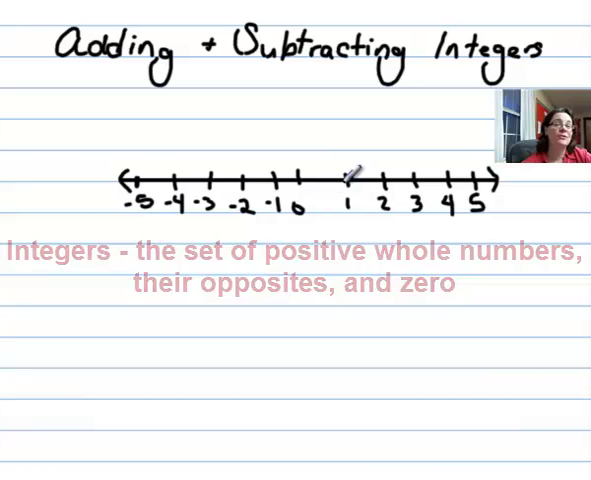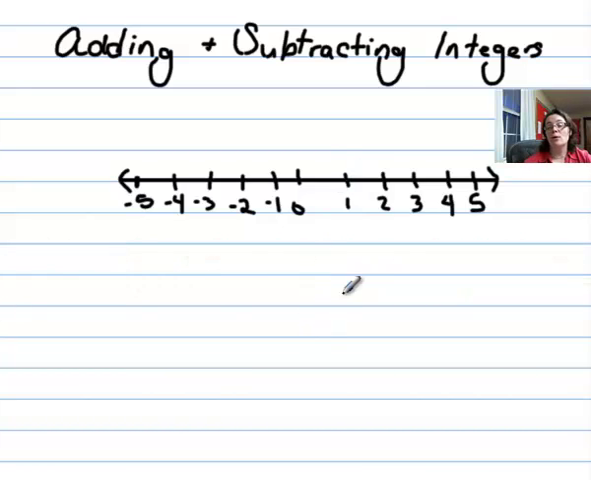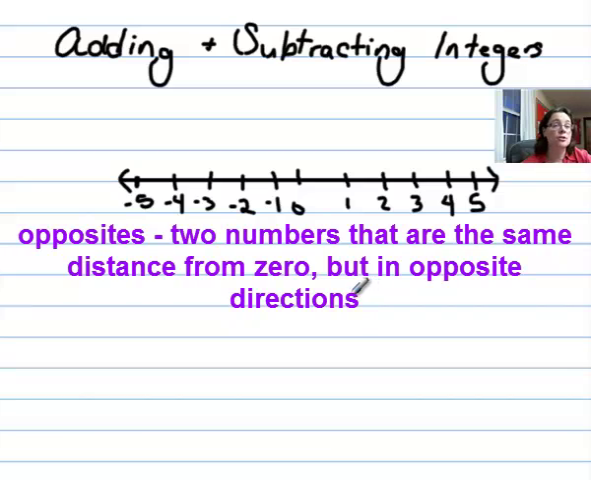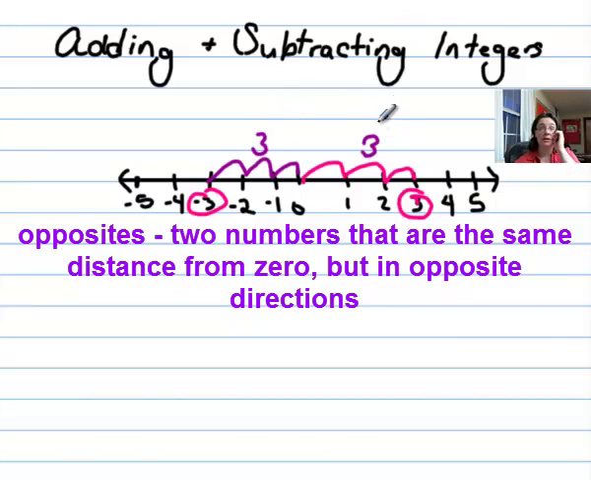All right, now that we've talked about what integers are, let's talk a little bit about what their opposites are. Opposites are two numbers that are the same distance from 0 on the number line, but in opposite directions. So for example, 3 and -3 are opposites because they're both 1, 2, 3 steps away from 0. That one's obvious. Let's double check the -3, 1, 2, 3 steps. So they're both 3 steps away from 0, and that is why they're referred to as opposites.